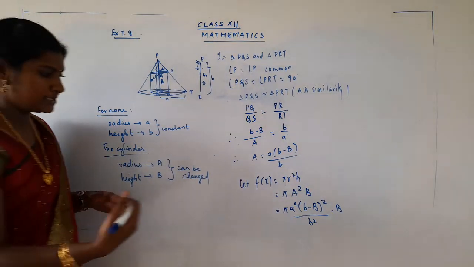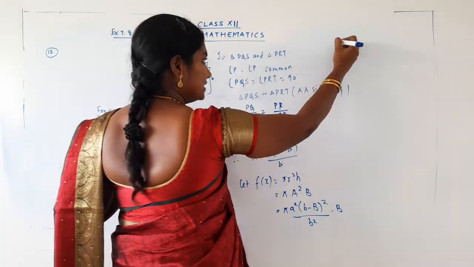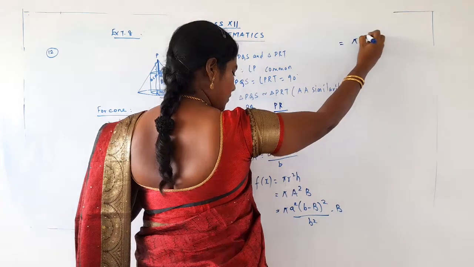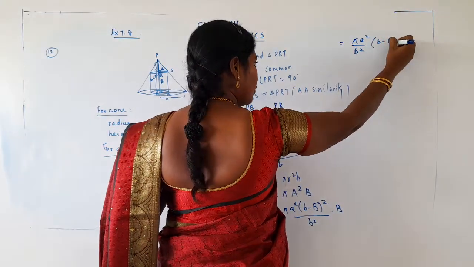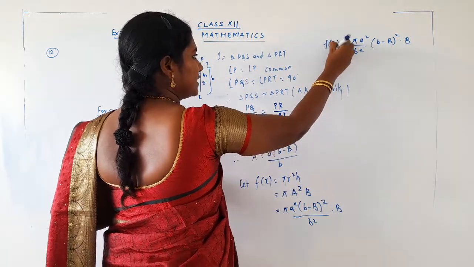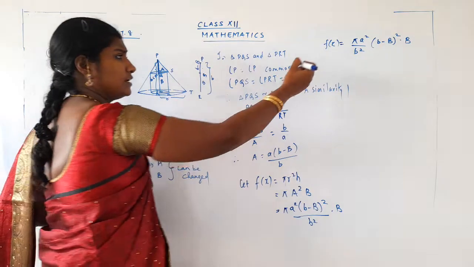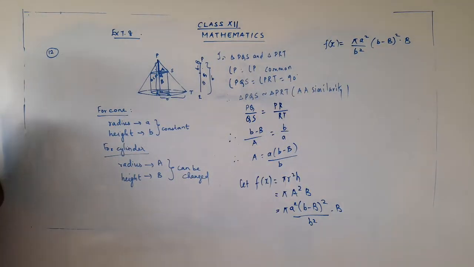I'll take the constants out. I have told you that a and b are constants. So this is equal to pi a square upon b square, and you have b minus B the whole square into B left out. This is our function, this is the f(x) part. So f(x) is equal to pi a square upon b square, b minus B the whole square into B. We have found the function.